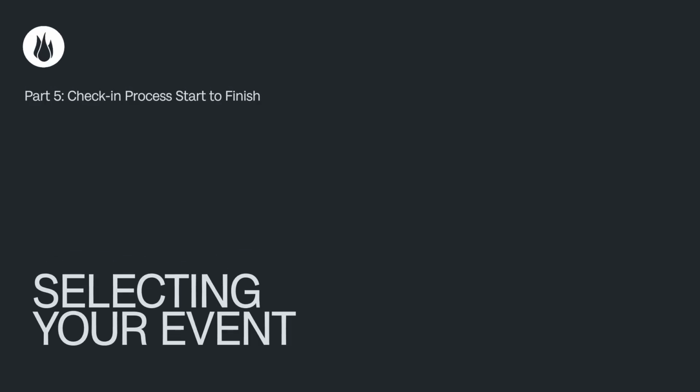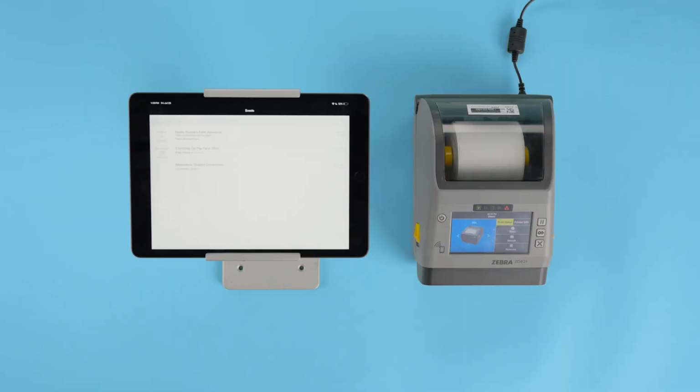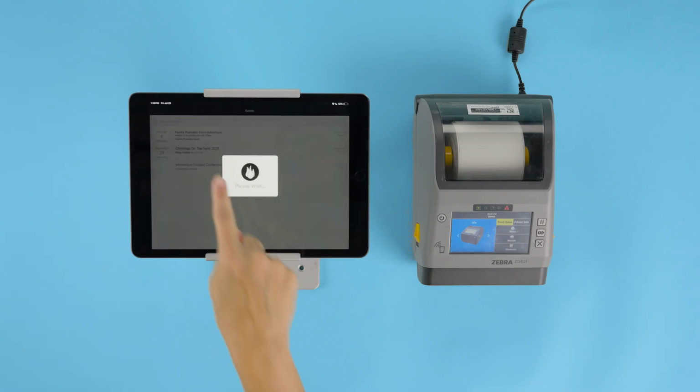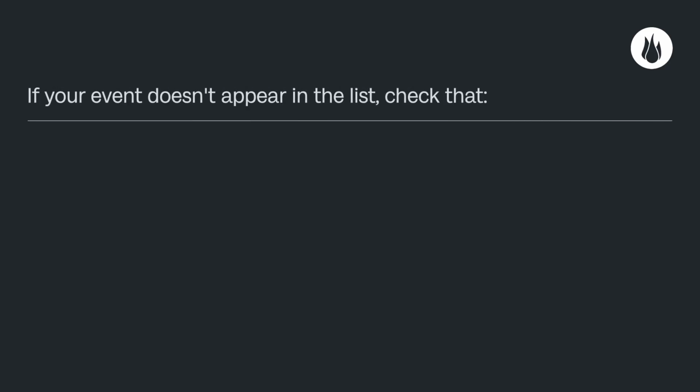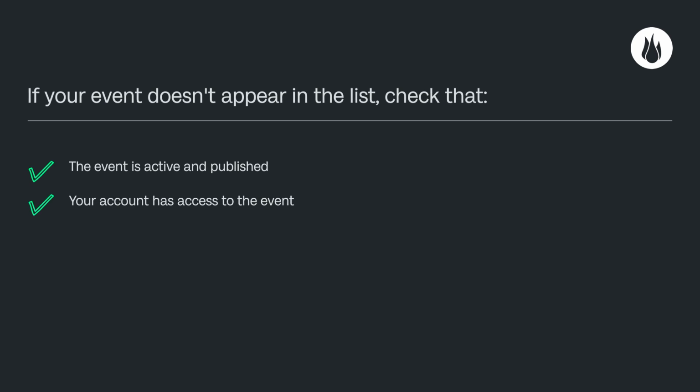Selecting your event. Next, you'll need to select the event for which you'll be checking in attendees. The app will display a list of events associated with your account. If you have many events, you can use the search bar to filter the list. Tap on the event you want to use for check-in. If prompted, confirm your selection. If your event doesn't appear on the list, check that the event is active and published, your account has access to the event, and the event has been properly set up for check-in.